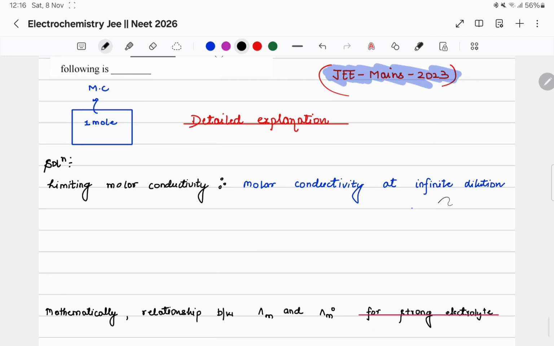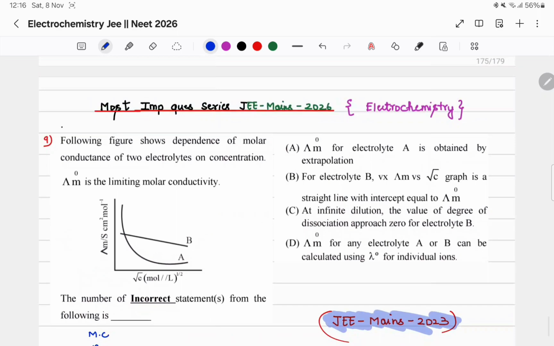Infinite dilution means an infinite amount of water. How much water are you going to add? Infinite. Means a solution is there, and you are going to add infinite water to it. Then at that time, whatever the conductance will be, that will be known as limiting molar conductivity. So limiting refers to what? The amount of water becoming infinite.